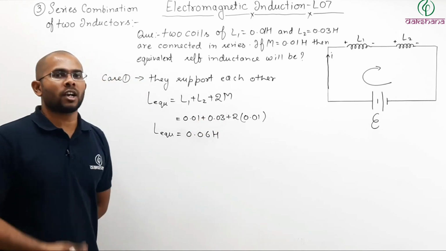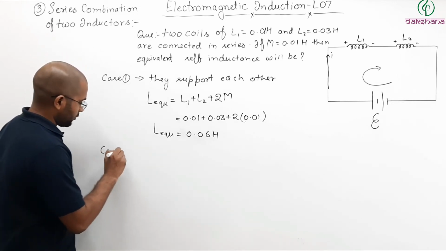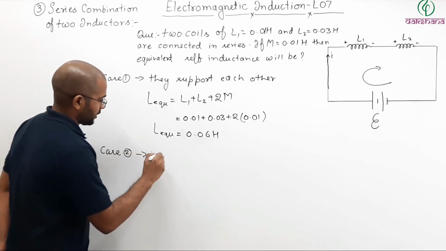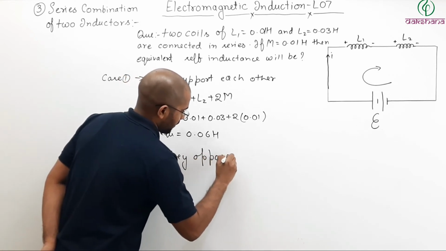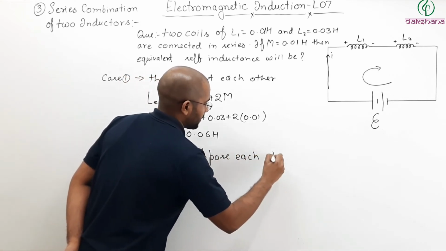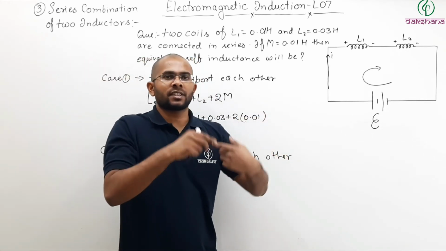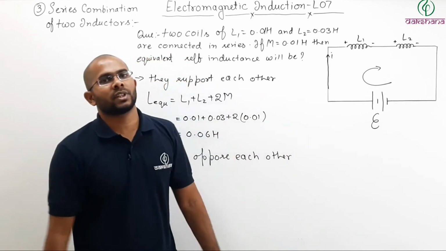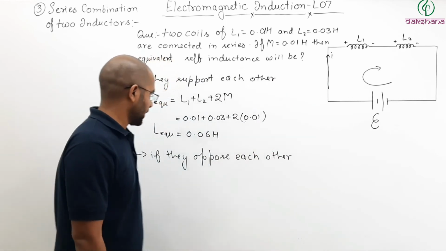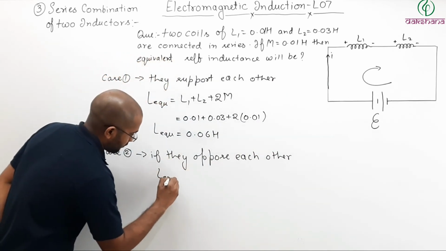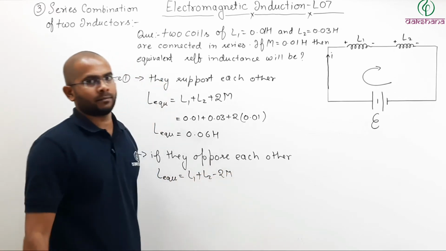Since in the question it is not given what is the case, I will have to take both the conditions. So what will be case 2? Case 2, if they oppose each other. What is the meaning of oppose each other? That they produce magnetic fields such that those two magnetic fields are in the opposite direction. If one is going from right to left, the other is going from left to right. So if they oppose each other, L equivalent will be equal to L1 plus L2 minus twice M.